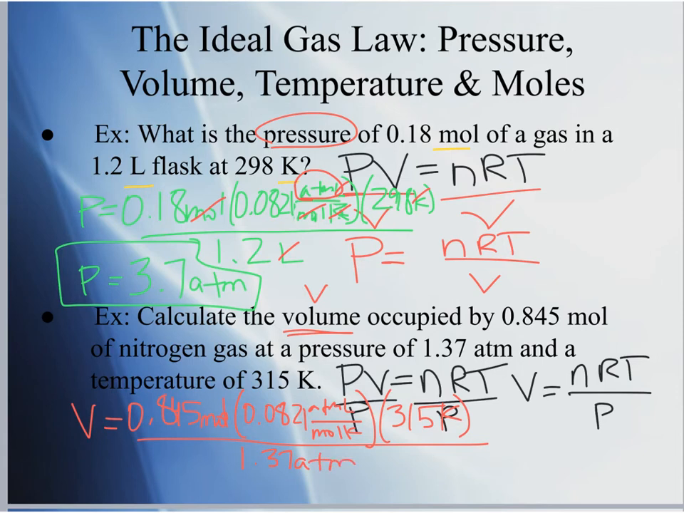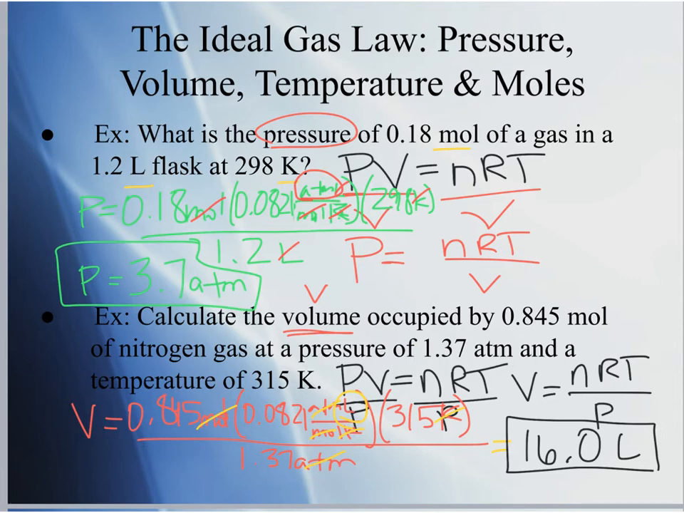When we do that and cancel all our units, atmosphere, atmosphere, mole, mole, Kelvin, Kelvin, we should end up with our volume in liters, which is 16.0. Let me put that in darker. There we go. 16.0 liters is our answer. We need 3 sig figs. In our calculator we got 15.95, so to round it correctly, the 5 bumps up the 9, which bumps up the 5 to a 6. So 16.0.